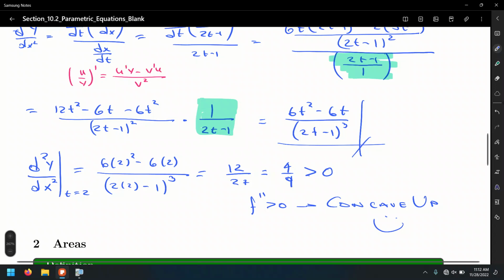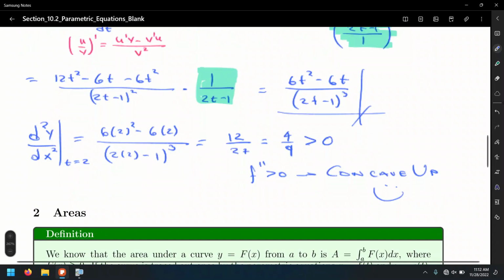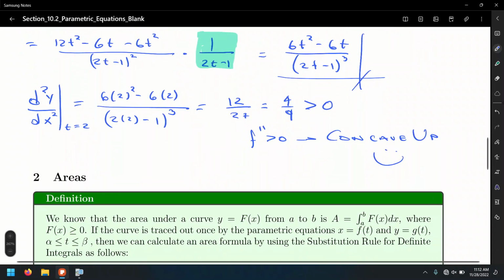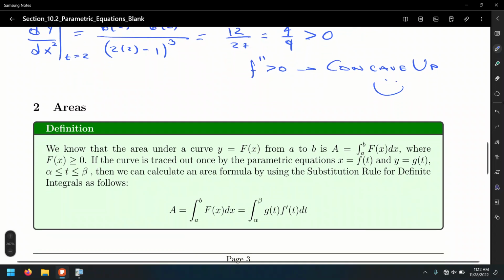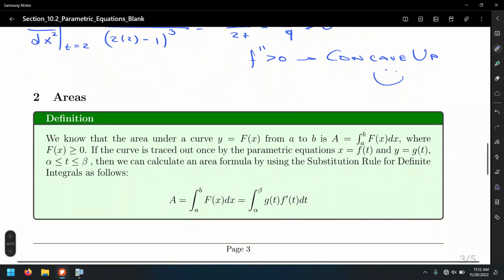So for the next application, the next calculus operation has to do with the integral, and we're going to use it to find the area under a curve defined parametrically. And it's very similar to what we did back in rectangular form. That is, just integrate f of x between a and b. That's simply the geometric definition of the integral.